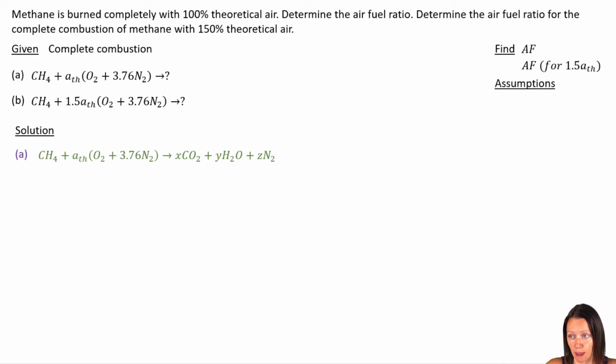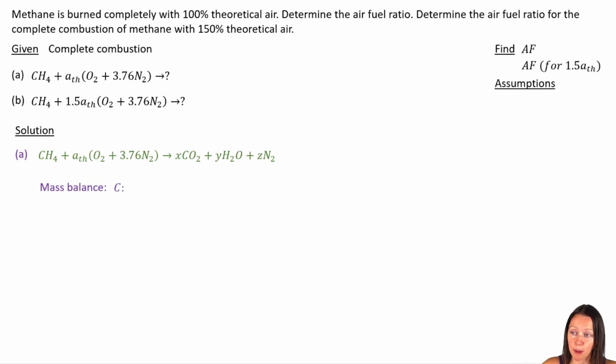So if I have combustion of methane with 100% theoretical air, my products of combustion are CO2, H2O, and nitrogen. And my job is just to figure out what those coefficients are. And I also need to figure out what the coefficient A sub TH is. So that's my theoretical air. So how many kilomoles of dry air do I need to have with methane to complete this reaction?